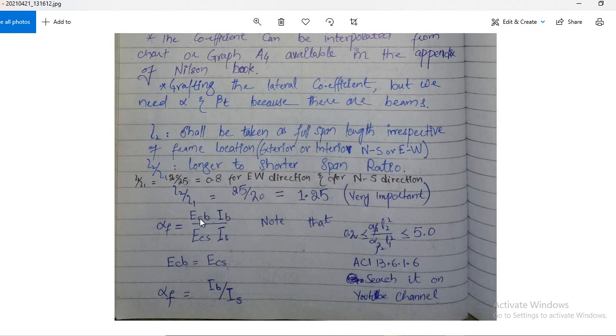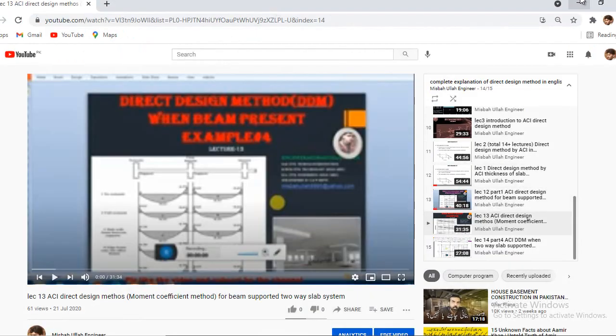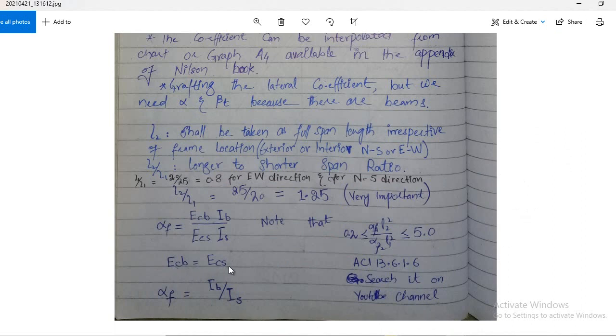We already calculated these values. So remember what this condition means. These values will only be used when this condition is fulfilled, and I already explained this in these lectures. Now ECB is equal to ECS, so alpha F equals IB divided by IS. I already shared this section with you, and you can also check it on my YouTube channel.